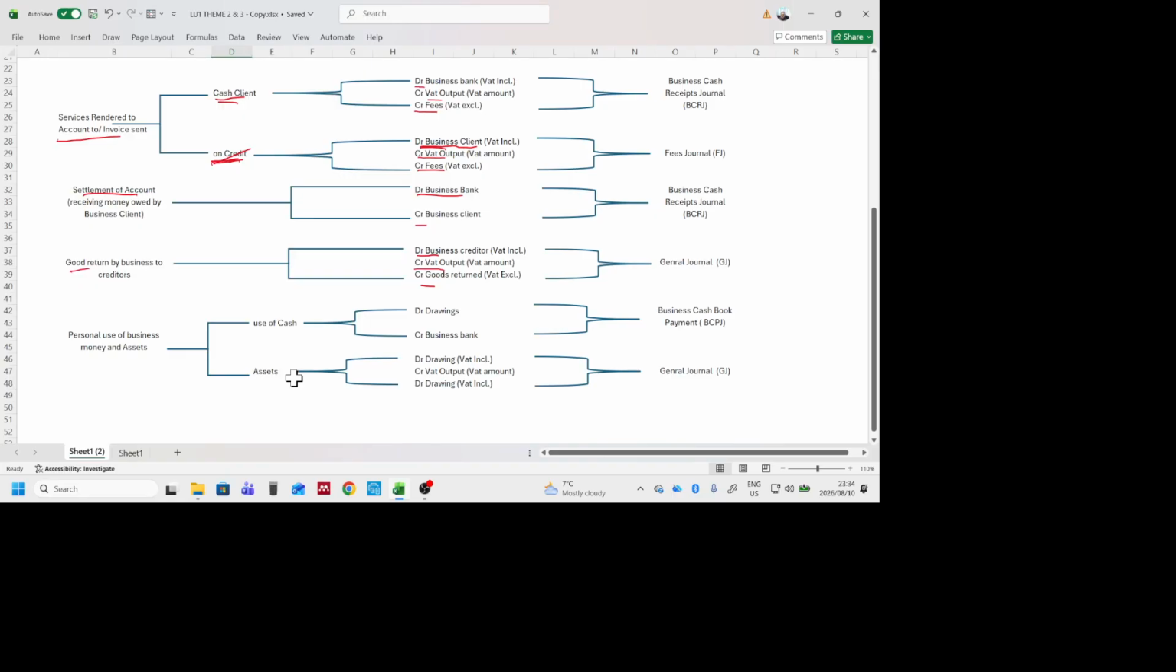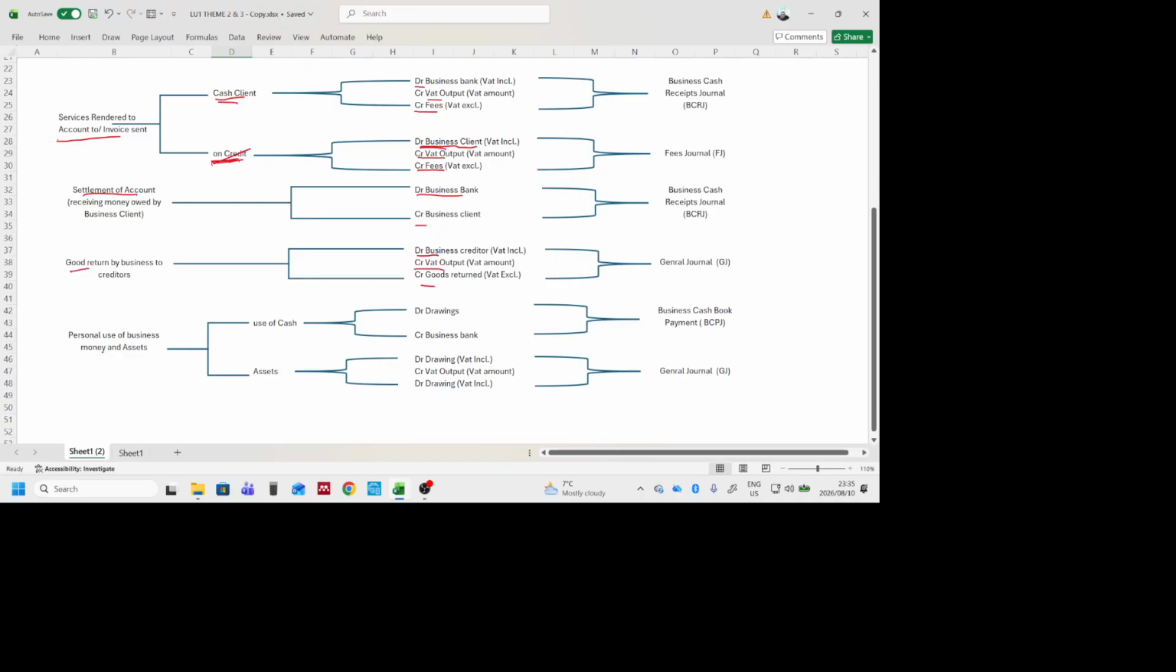And then the total amount that we were owing the supplier for this product will be the what? The VAT exclusive plus the VAT that we were charged for that particular product. And therefore, this means that your business creditor account will be debited a VAT inclusive amount.